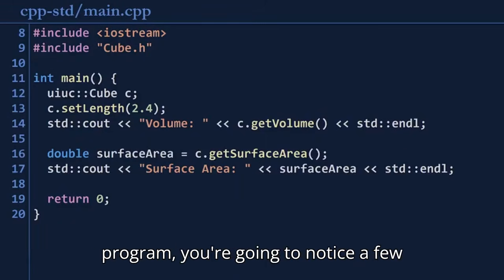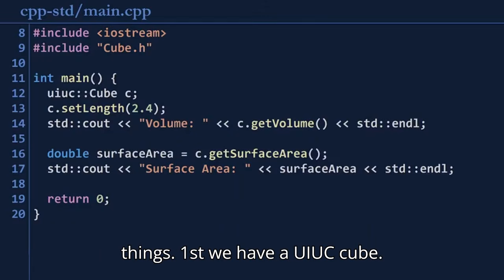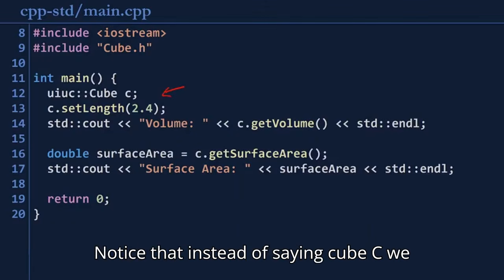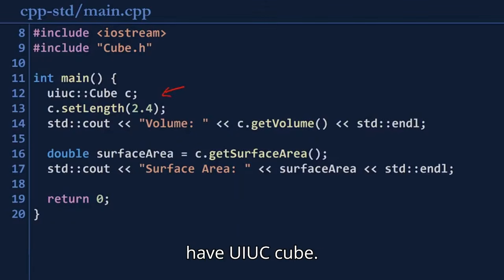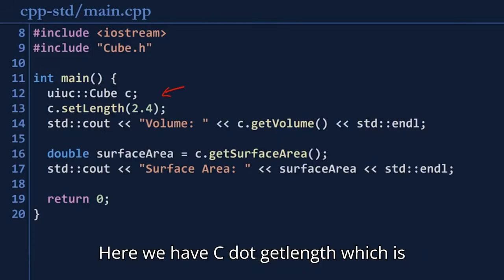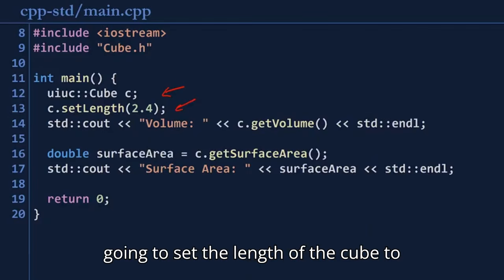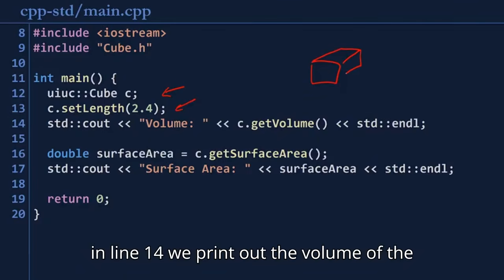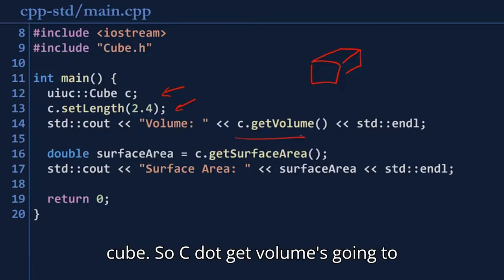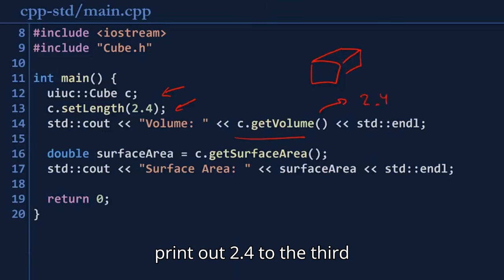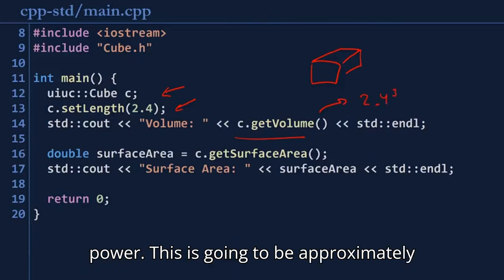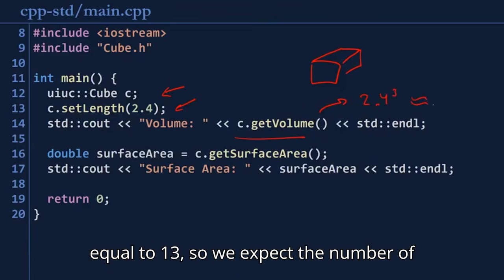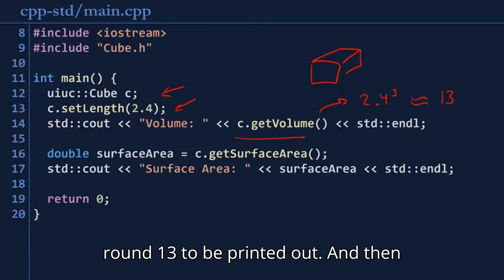Looking at this program, you're going to notice a few things. First, we have a UIUC cube. Notice that instead of saying cube c, we have UIUC::Cube c. Here we have c.setLength, which is going to set the length of the cube to 2.4. And then in line 14, we print out the volume of the cube. So c.getVolume is going to print out 2.4 to the third power, which is approximately equal to 13. So we expect a number around 13 to be printed out.